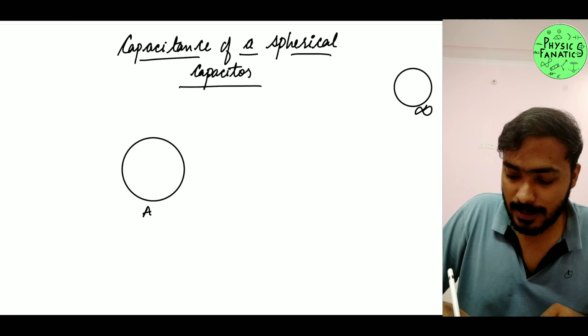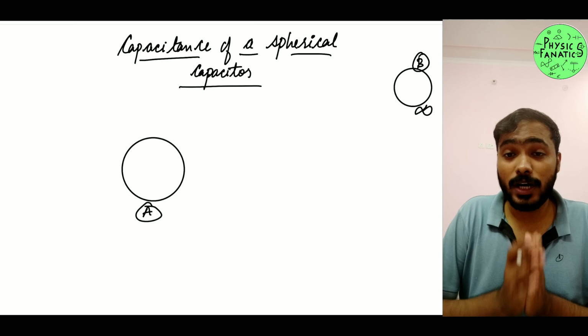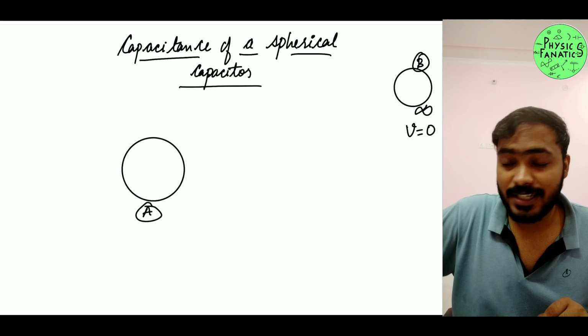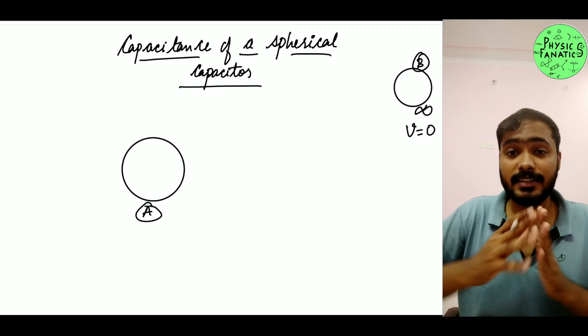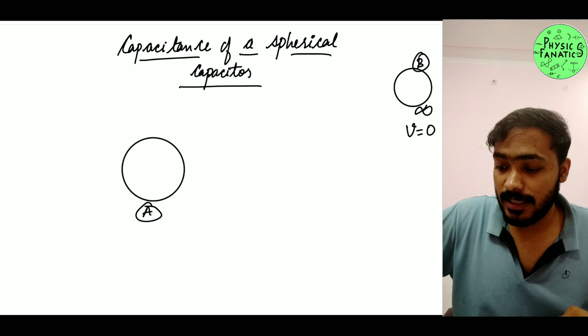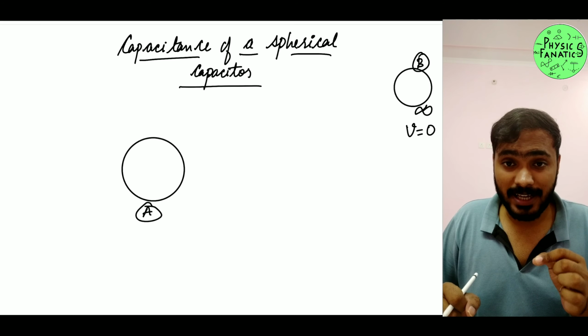So I have my first capacitor, that is the A plate. I have my B plate at infinity. Now why am I doing it? Because this has a potential 0. I want this to have a potential 0 at infinity, right? So basically that is how I will talk about my one capacitor, right?